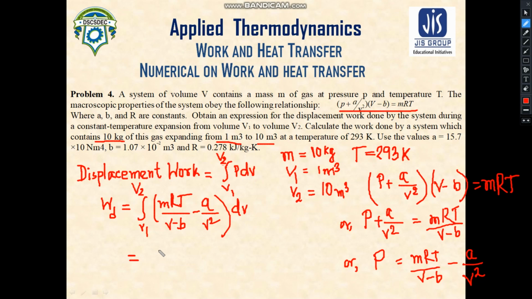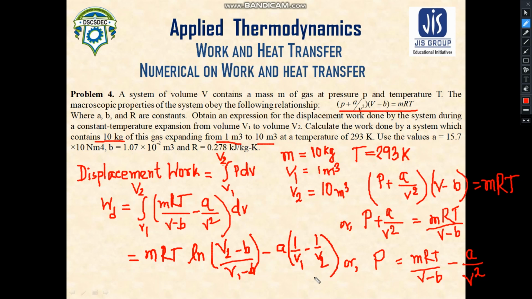So if we integrate, I am not going into the integration part because it will take a lot of time to explain. Finally you will get a result of ln of (V2 minus B) by (V1 minus B), and you will get A into (1 by V1 minus 1 by V2). So this is a simple problem which involves a lot of calculation. A lot of elementary calculus is used to solve this problem.